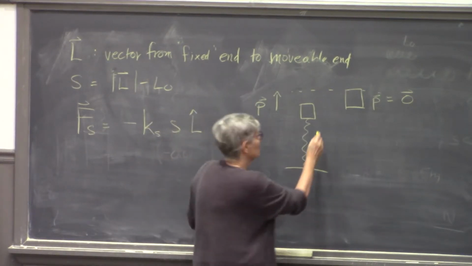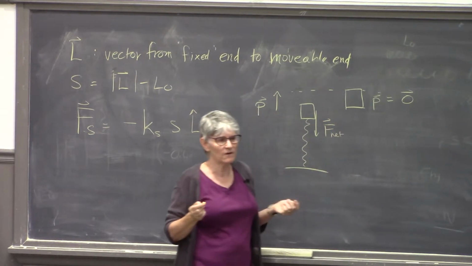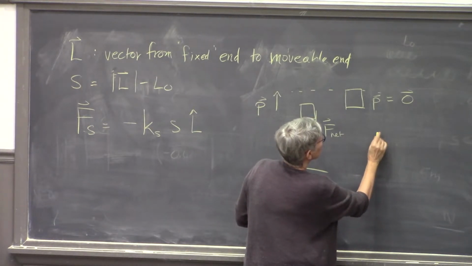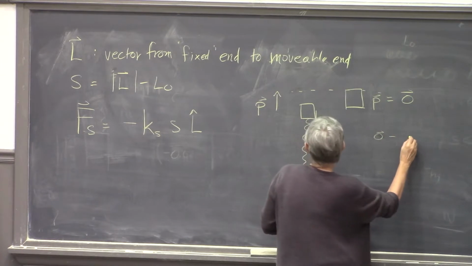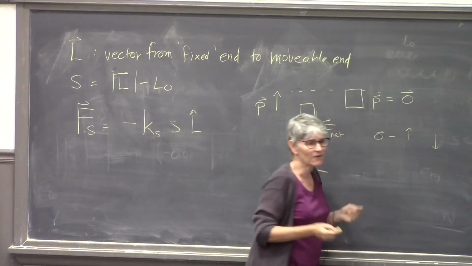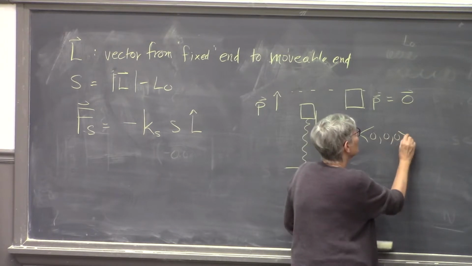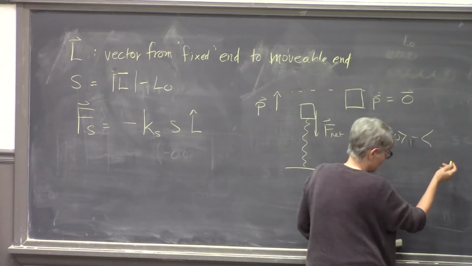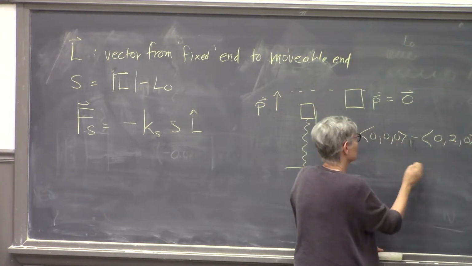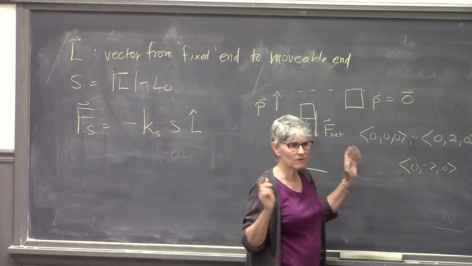Got to be down. So F net has to have been down, because 0 vector minus a vector going up is a vector going down. We can do it with numbers. 0, 0, 0, minus 0, 2 in some units, 0 gives us some vector for the net impulse, right? Okay.